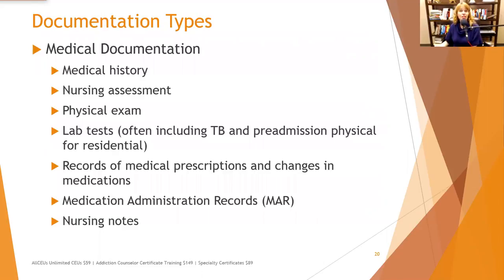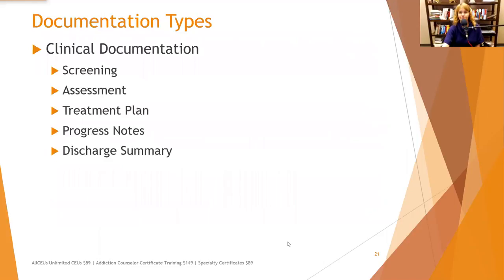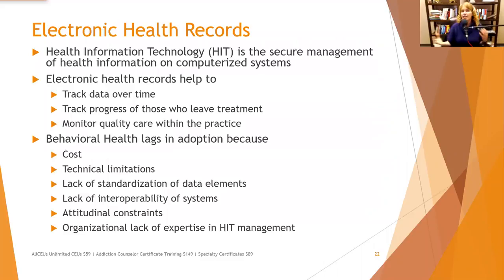Your medication administration records. So if you're in residential, then the client is probably going to or may receive medication while he or she is there. So the medication administration records need to become part of the chart to show when Jim Bob took his medication, who administered it, and so on. And nursing notes. So any notes that your staff nurse makes regarding the client's progress. Now, clinical documentation is the stuff that we enjoy doing. Screening, assessment, treatment planning, progress notes, and your discharge summary. So we're going to get into those in a few minutes.